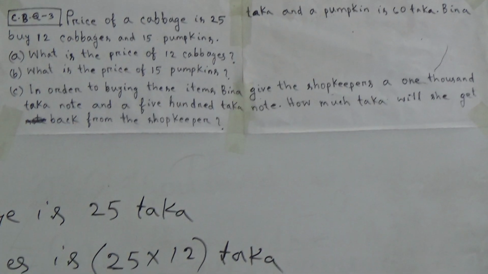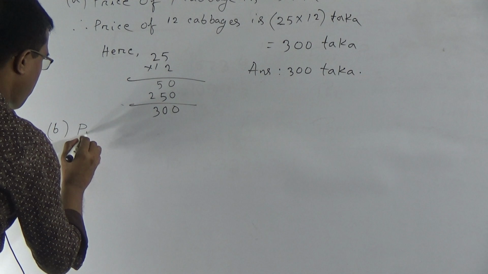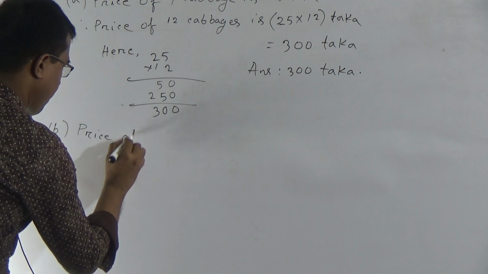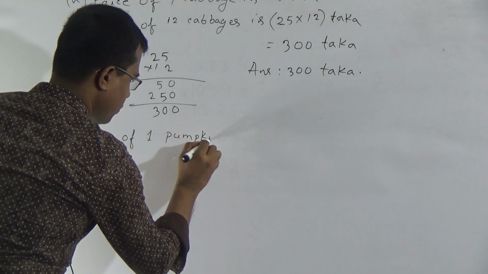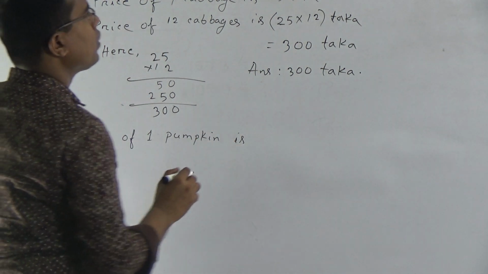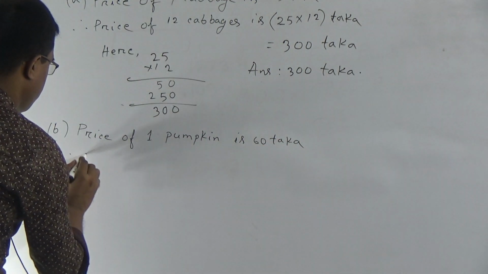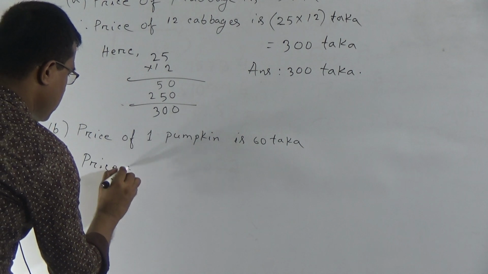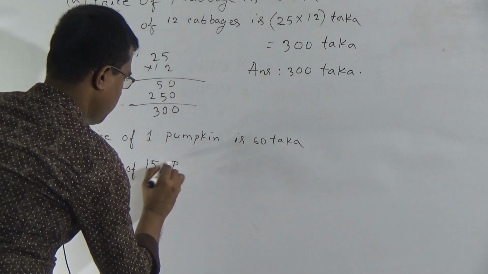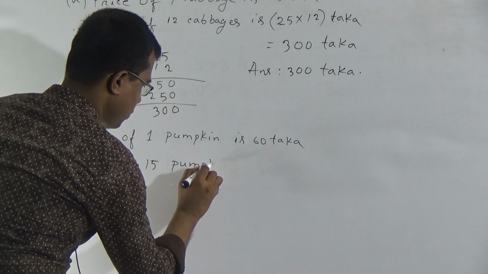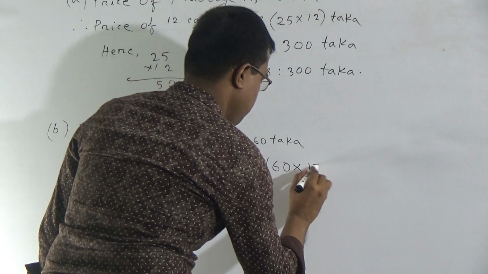So the price of 1 pumpkin is 60 taka. Therefore, the price of 15 pumpkins is 60 multiplication 15 taka.